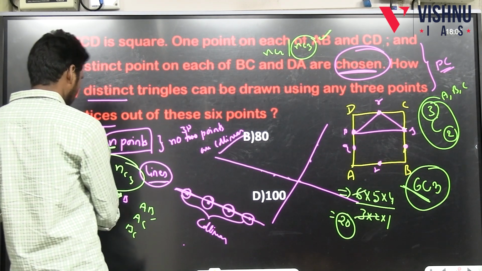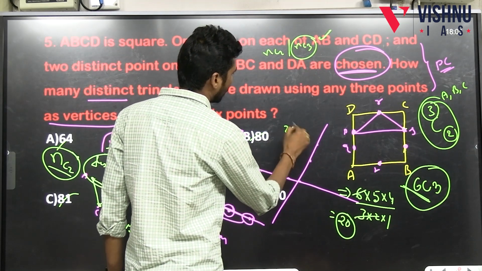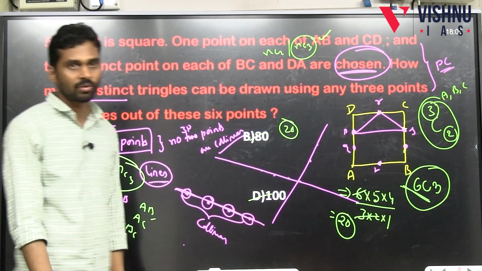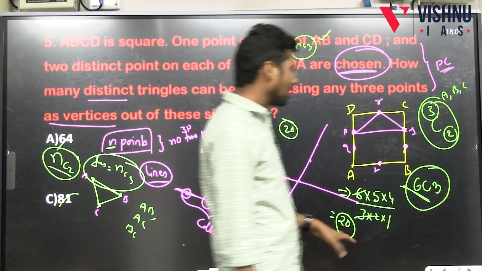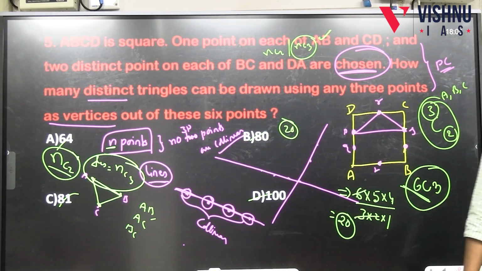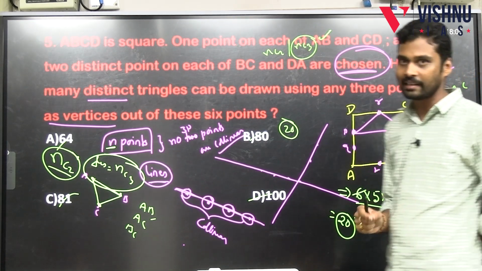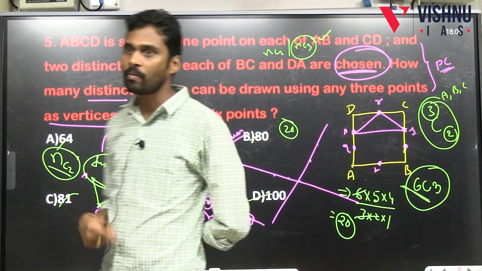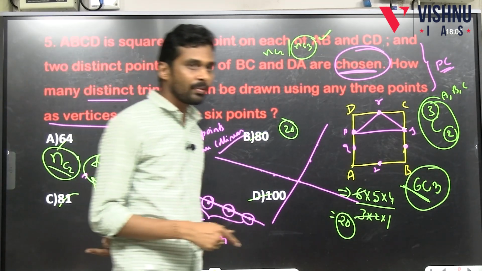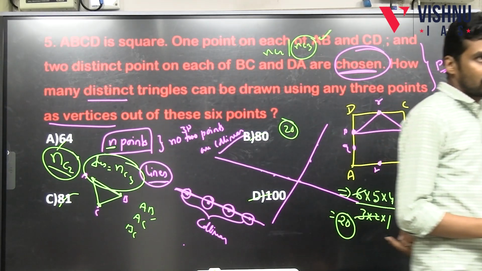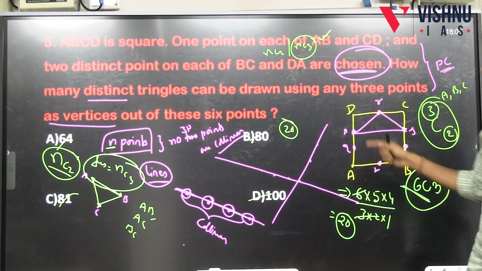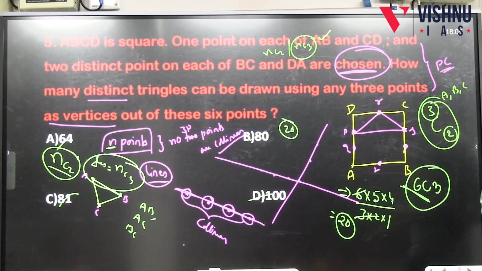So this is 20, options are not there. These are not the right options. The right answer is 20. So 20 triangles we can draw using the 6 points. So simply remember only one point: whenever you are supposed to find the number of straight lines, we apply the formula NC2. Number of triangles means what? NC3. This kind of question was already asked in the previous year paper. So the answer is 6C3. The value of 6C3 is 20.